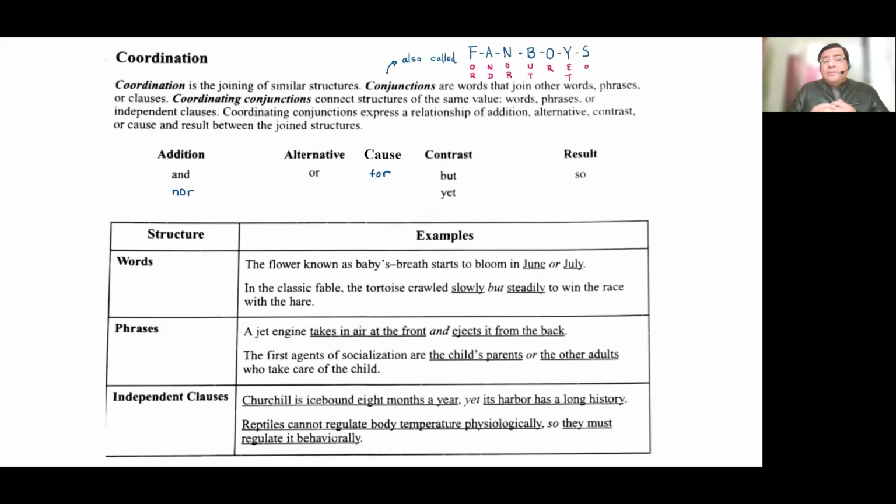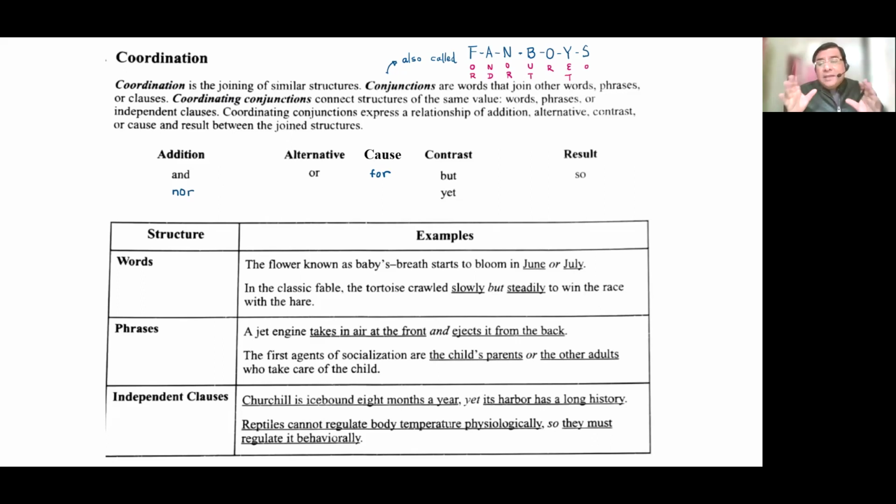So let's talk about the first type, the coordination conjunctions. The word coordination suggests that we are putting together similar structures, right? Conjunctions are words that we can use to join other words, phrases, or clauses, right? And the coordinating conjunctions connect structures that are of the same value in meaning, right? Words that have the same part of speech, phrases that have the same grammar type, or independent clauses, right? And these conjunctions can express relationships of addition, alternative, contrast, or cause and result between these structures.